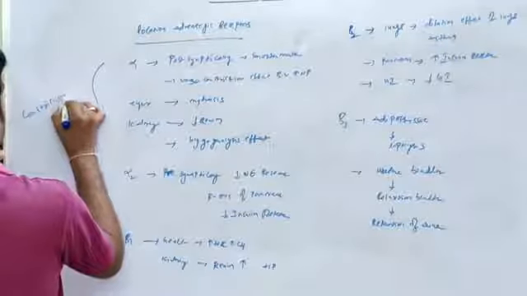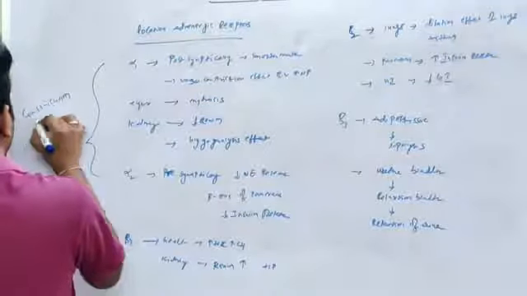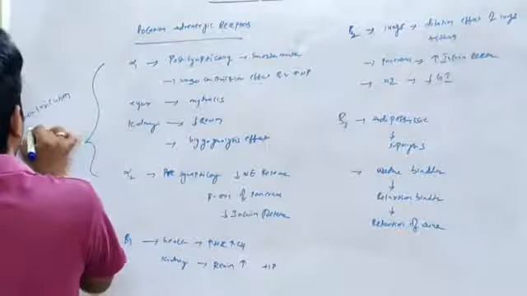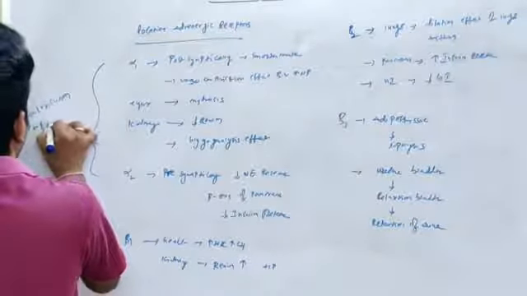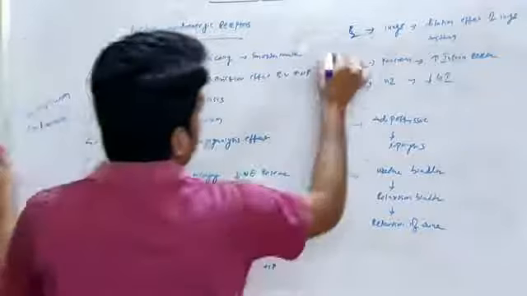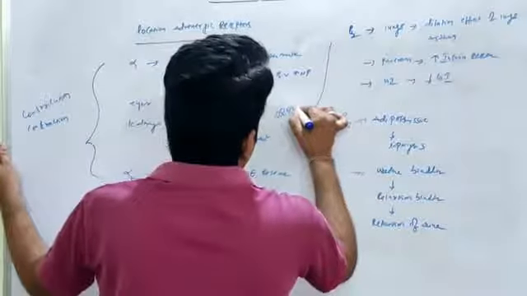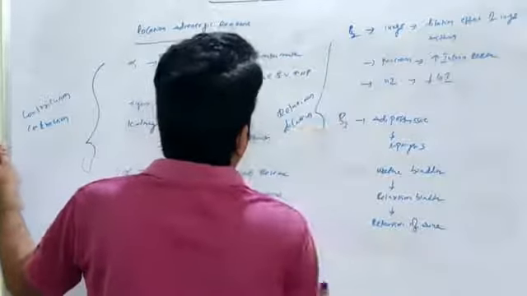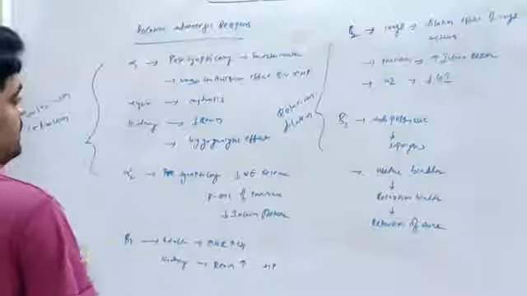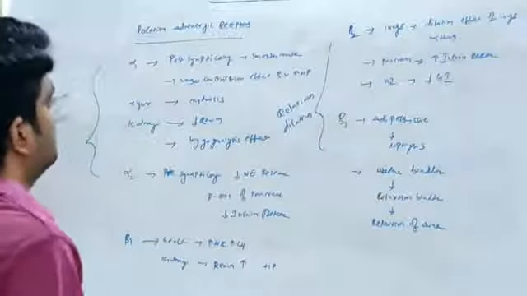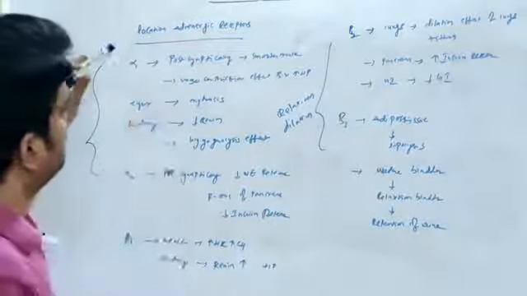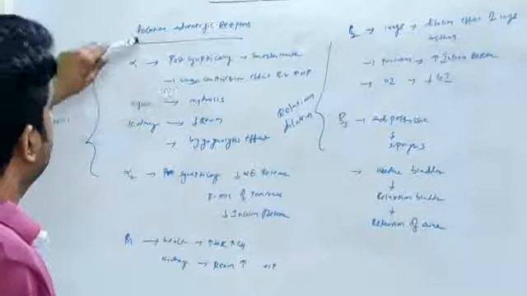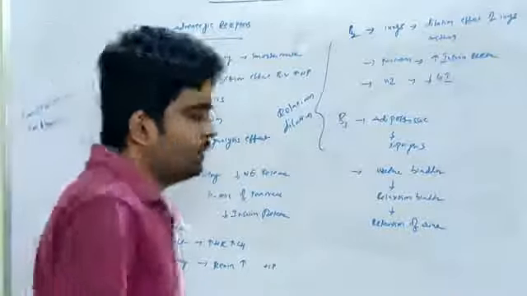Simply, alpha receptors' action is constriction and contraction. Beta receptors' action is relaxation and dilation. This is the receptors' location and pharmacological actions.